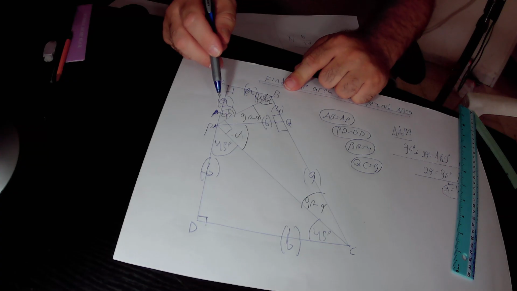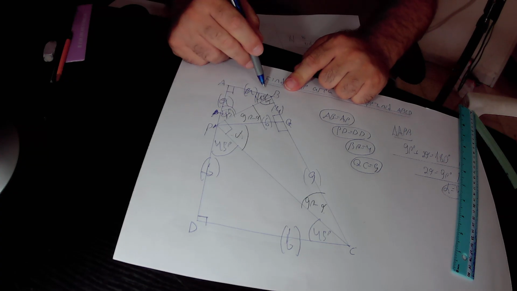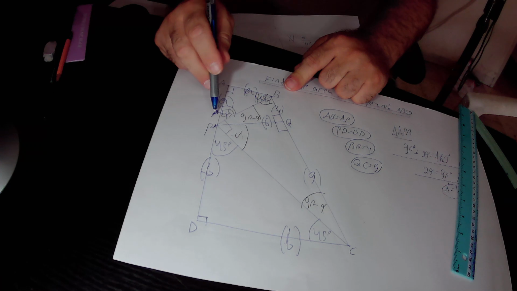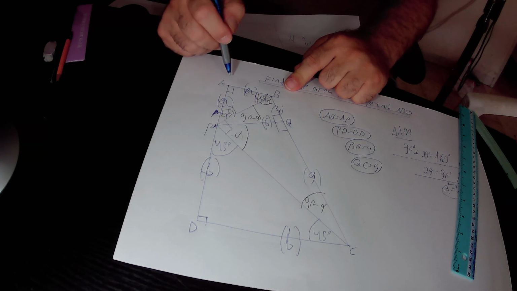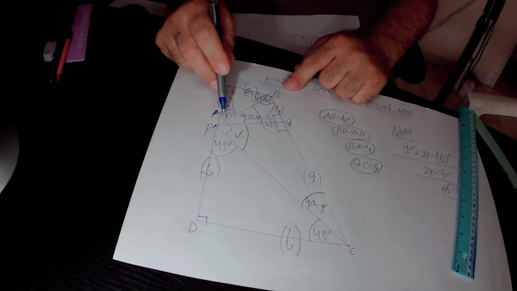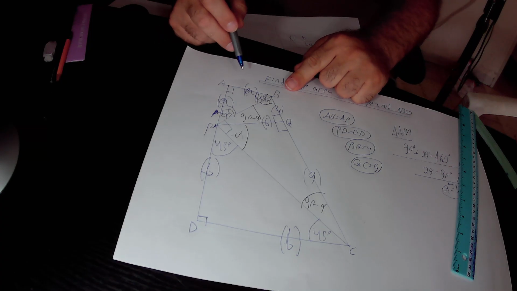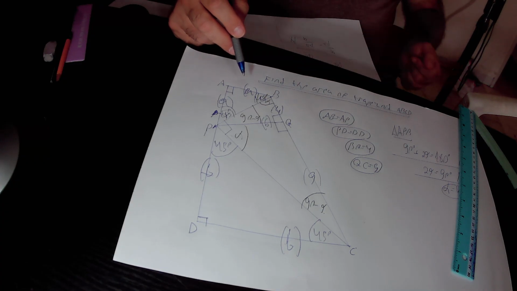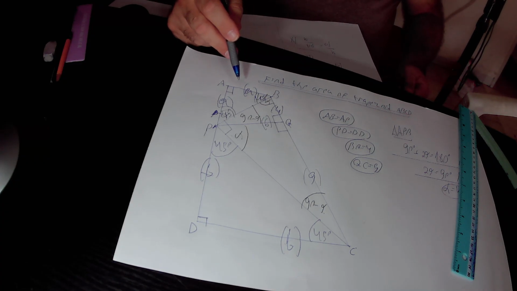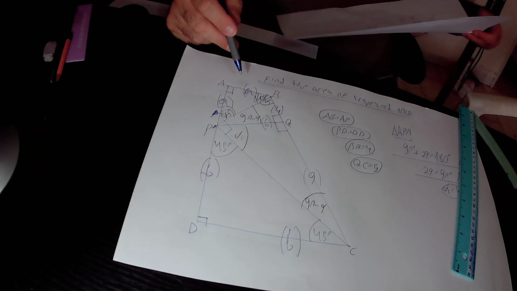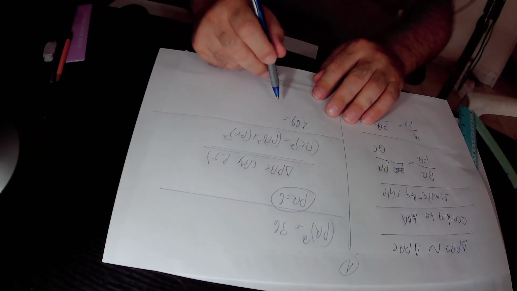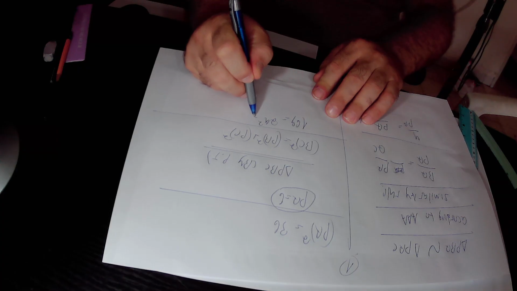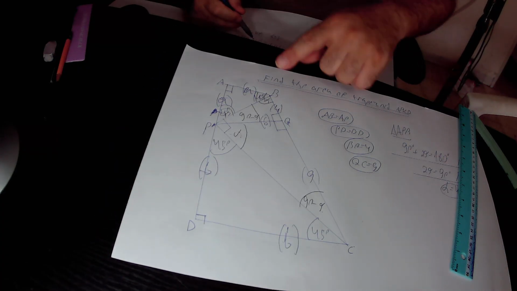We have APB as the right angle, and according to the Pythagoras theorem, in this small right triangle ABP, A squared plus A squared equals PB squared. So PB squared equals A squared plus A squared, that is 2A squared. We substitute PB squared by 2A squared plus PC squared.